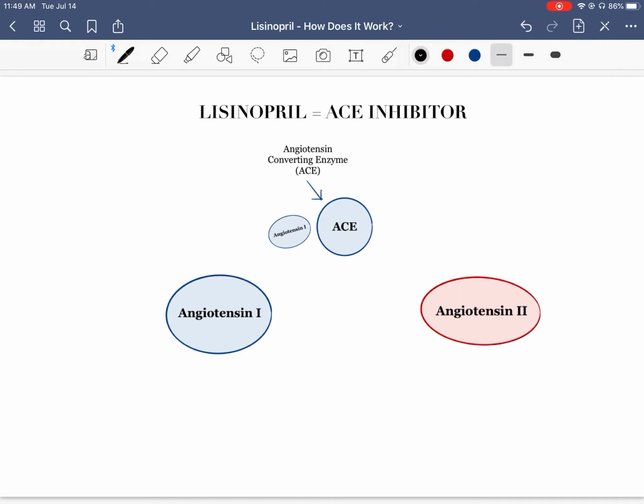Uninhibited, angiotensin 1 fits into the active site of ACE, from which ACE modifies the angiotensin 1 to form angiotensin 2. Angiotensin 2 then promotes the increase of blood pressure with vasoconstriction and the production of aldosterone.